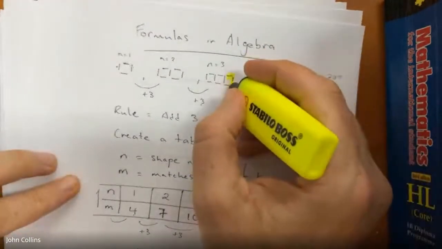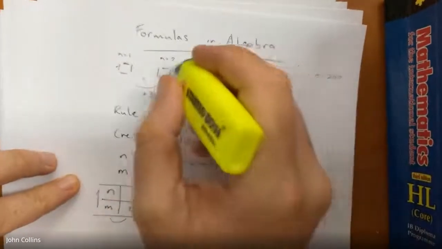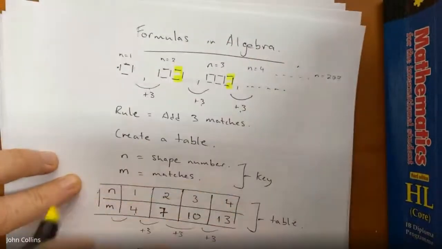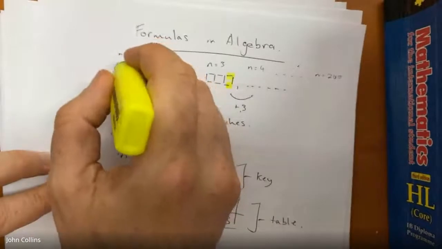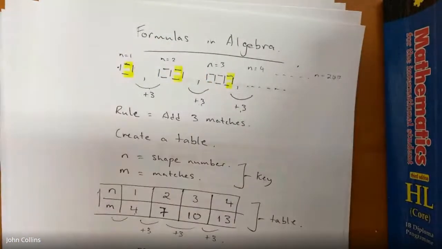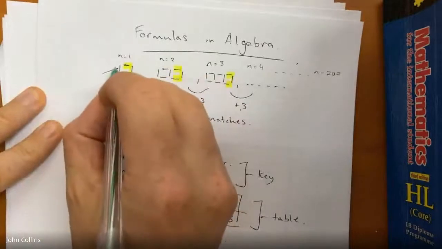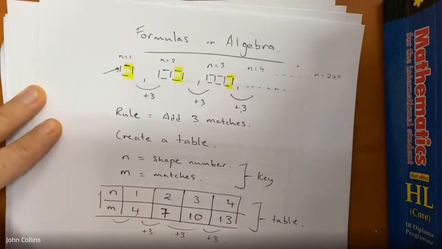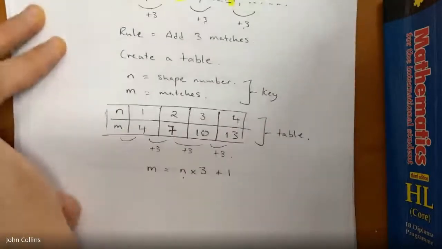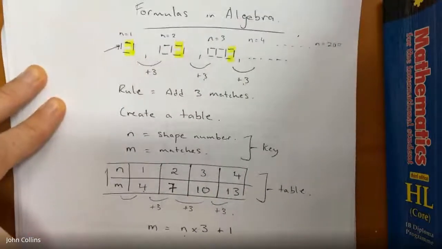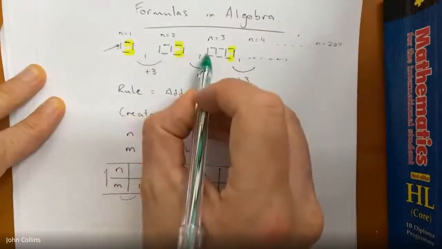There's the 3 I added at this stage. 1, 2, 3 at that stage. Keep adding the 3. And what's this one here? That's our 1 that's left over from the start. That's our plus 1. That's the 1 that needs to be added each time. It sits here at the start all the time.